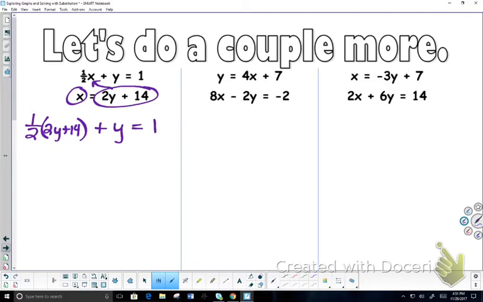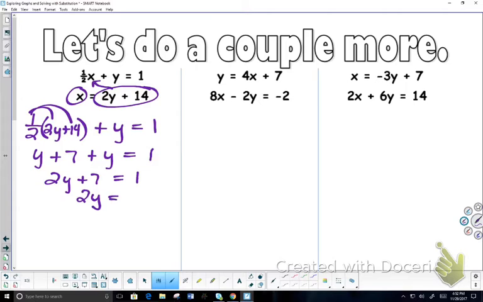Notice the only variable I have left is y. So I'm going to go ahead and simplify this and solve for y. I'm going to start off by distributing. 1/2 times 2y will give you y. 1/2 times 14 is 7. And then over here I've got this plus y and a 1. I've got 2y plus 7 equals 1. If I subtract 7 from both sides, I'll end up with 2y equals -6. And then dividing both sides by 2 gives me y equals -3.